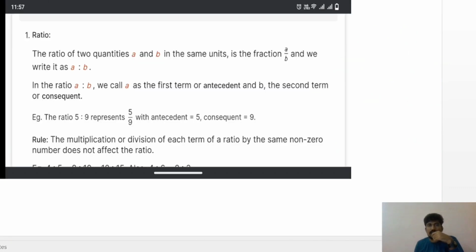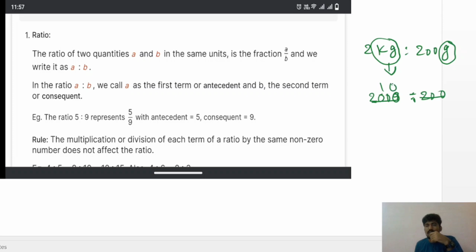Ratio. To find out the ratio between any two quantities, the units must be the same. Suppose the ratio between 2 kgs and 200 grams: here it is in kgs, here it is in grams. So the units are not the same, so we have to convert the kgs into grams. 1 kg is nothing but 1000 grams, so 2 kgs is 2000 grams. 2000 grams is to 200 grams. 200 tens. 10 is to 1 is the ratio. So units must be the same to find out the ratio.